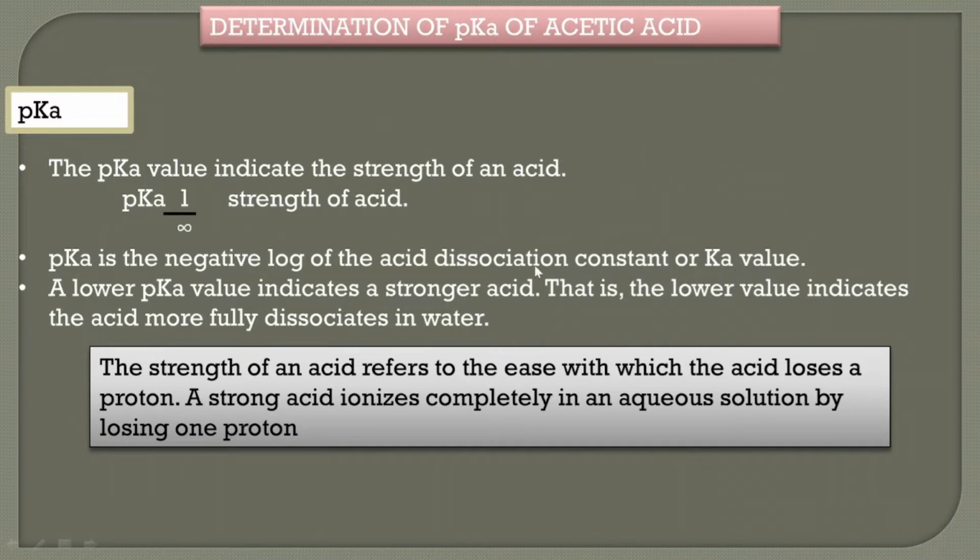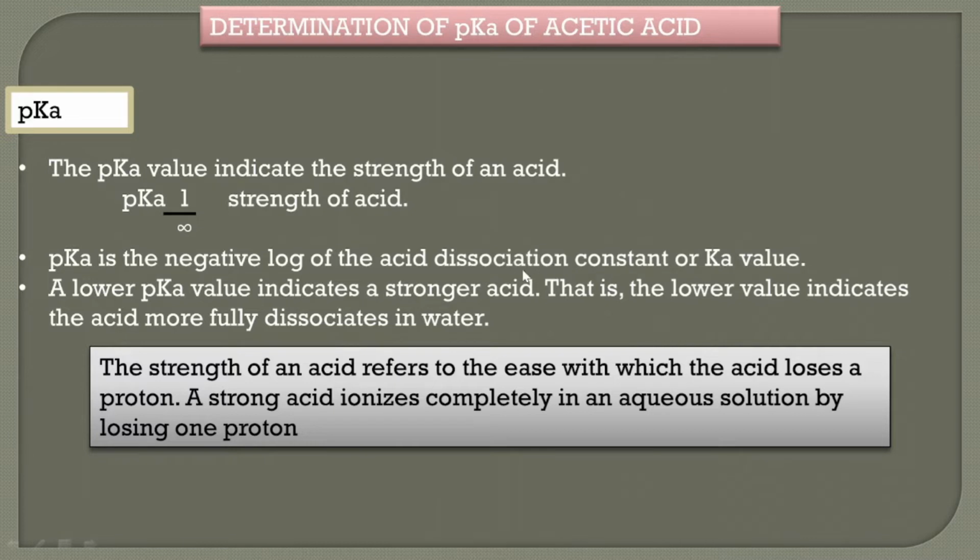Ka is otherwise called the acid dissociation constant. What do you understand from that? That means whenever the pKa is high, then the dissociation rate will be less. That means that the acid is a weak acid.